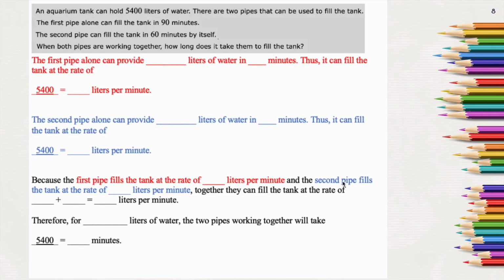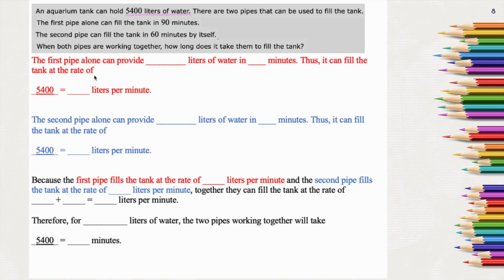All right, we have a word problem here. An aquarium tank can hold 5,400 liters of water. There are 2 pipes that can be used to fill the tank. The first pipe alone can fill the tank in 90 minutes. The second pipe can fill the tank in 60 minutes by itself. When both pipes are working together, how long does it take them to fill the tank? If we actually turned on both pumps, it's not going to take 60 minutes or 90 minutes. It's going to take a different amount of time because they're both working at the same time.